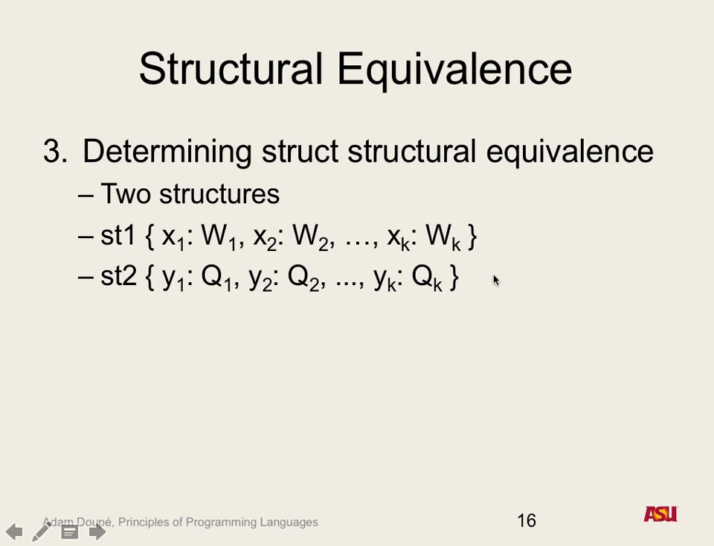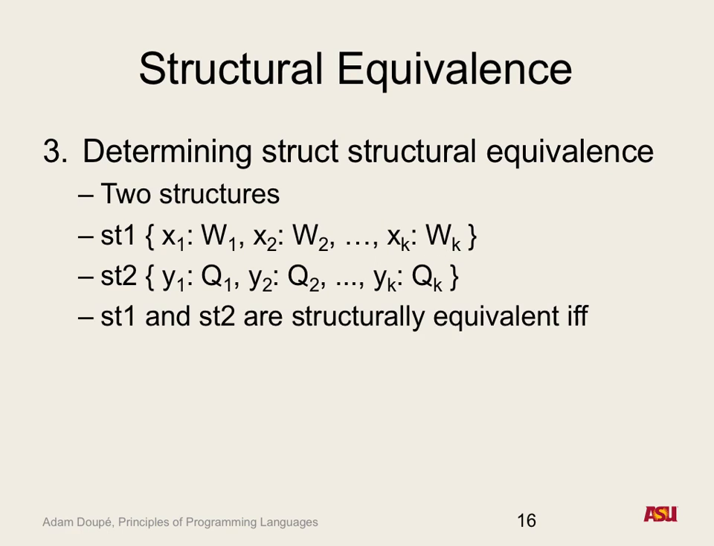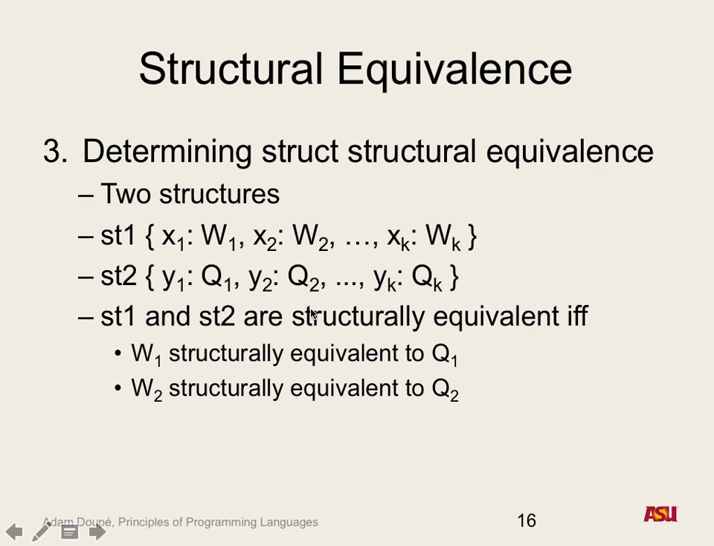So, just like we just talked about looking at structures, the way we're going to do structural equivalence is: two structs are structurally equivalent if and only if each of the fields, in the order that they're declared, are structurally equivalent. So in this example, is W1 structurally equivalent to Q1? Is W2 structurally equivalent to Q2? And so on, all the way through WK and QK.